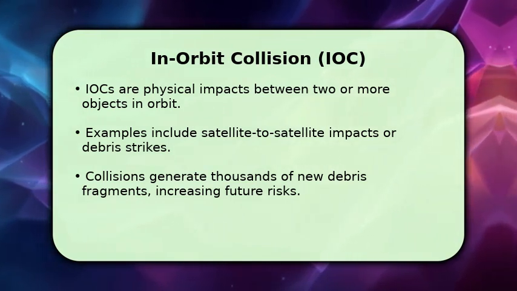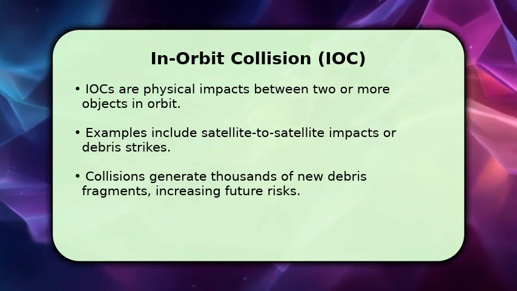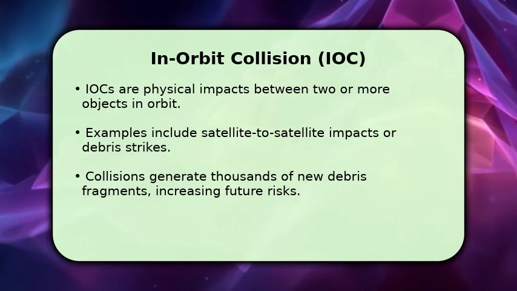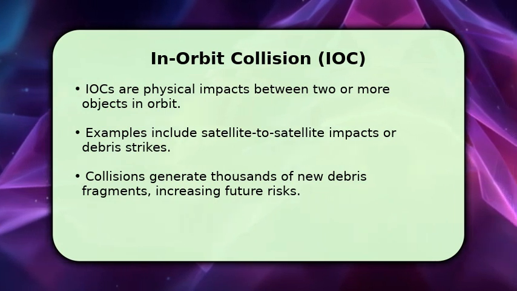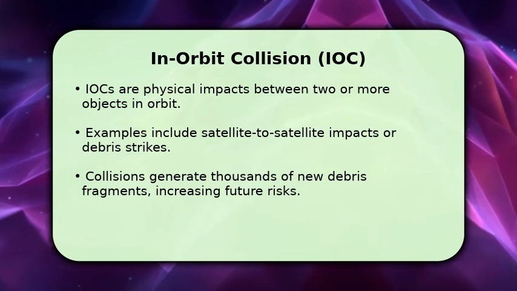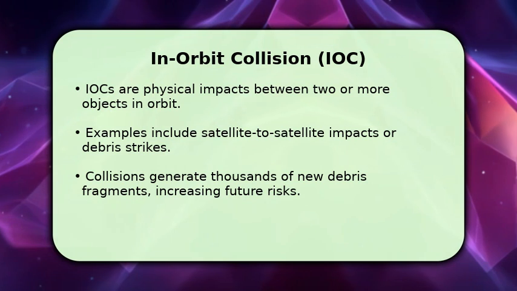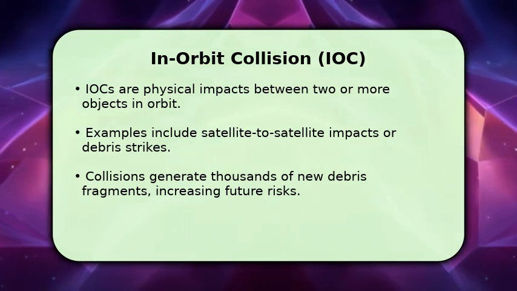In-orbit collisions, or IOC, involve the physical impact of objects in space, often at extremely high relative speeds, sometimes exceeding 12 kilometers per second. These can be between two operational satellites or a satellite and a piece of space debris. A notable example is the 2009 collision between Iridium-33 and Cosmos 2251. Such events are highly destructive, creating thousands of new debris fragments that pose a severe, long-term threat to other spacecraft.